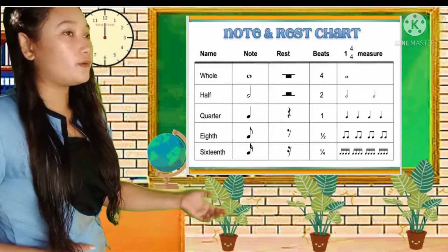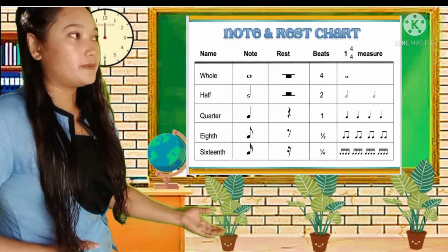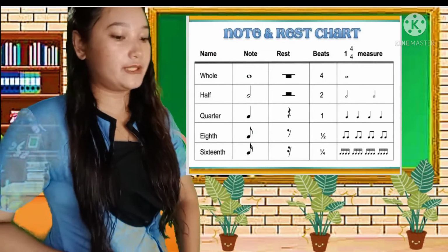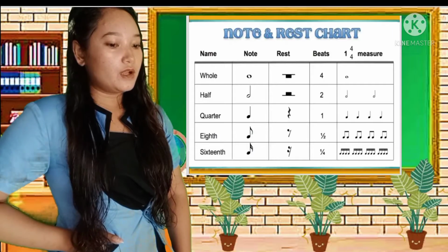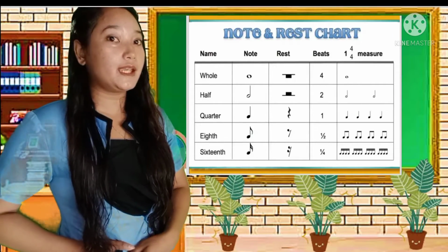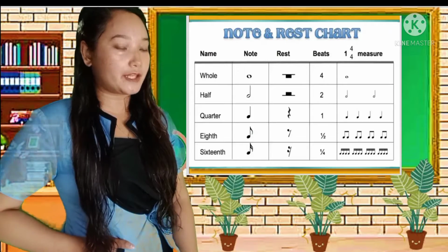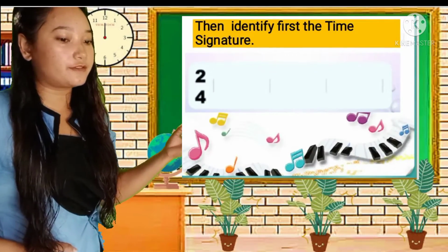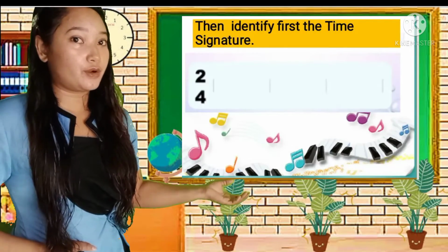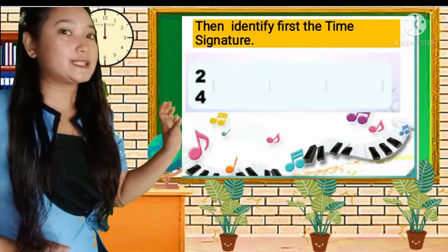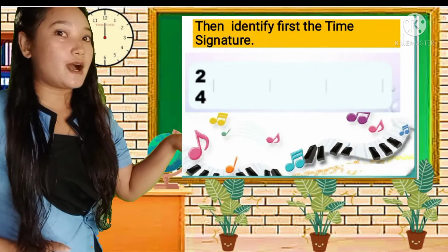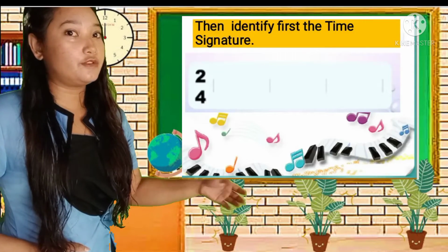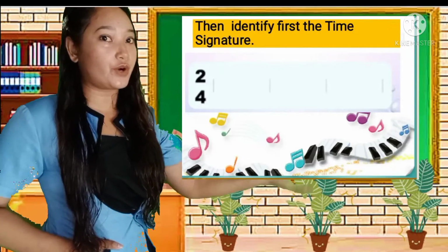Alright, so we already recalled this one a while ago. Now let's proceed to the next step in making a rhythmic pattern. So in making a rhythmic pattern, you need to identify the time signature first. Of course, you need to put the time signature first because it gives an indication of how many beats you need to put in each measure.